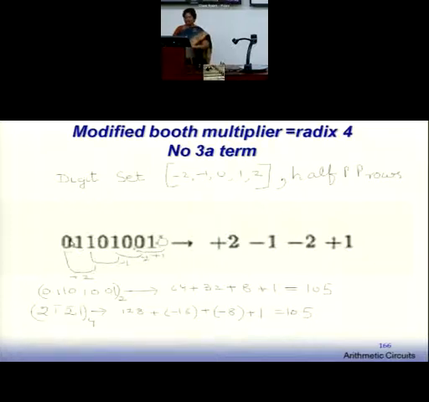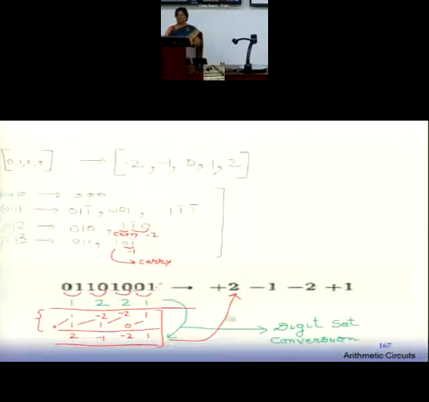And now I have this number. Suppose this is my binary. I have to now bring it to this digit set. If I do the calculations in binary, it comes out to be 105. So I have to convert it into this digit set, but the result should still be 105 in decimal. It should be the same representation. So now I have a conversion from 0, 1, 2, 3 to -2, -1, 0, 1 and 2.